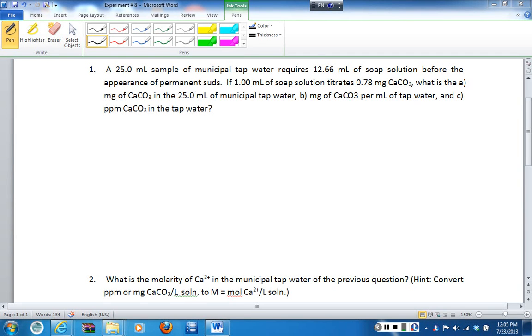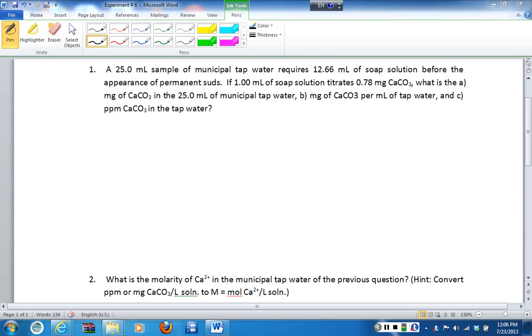You will be using soap suds in order to determine the concentration of water hardness ions present in tap water, and also EDTA in order to determine the concentration of hardness ions present in tap water. So there's two different types of titrations that you're going to complete while doing experiment number 8. Now, in terms of titration, you already know that you can use it to determine an unknown concentration. So for this experiment, you're going to determine the unknown concentration of calcium ions in municipal tap water.